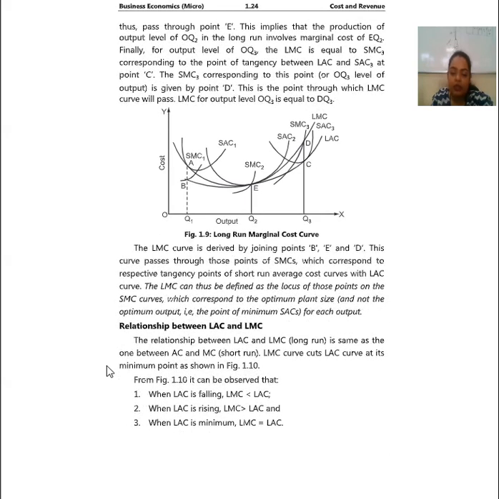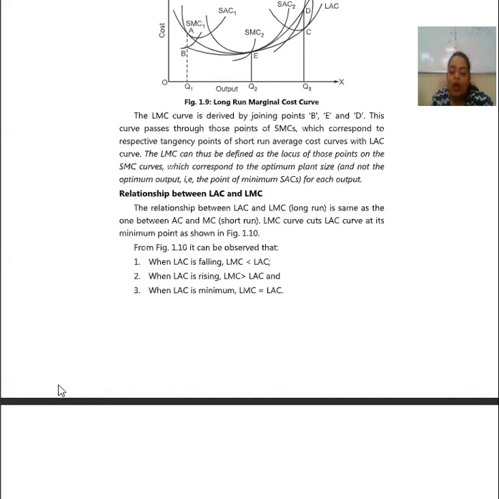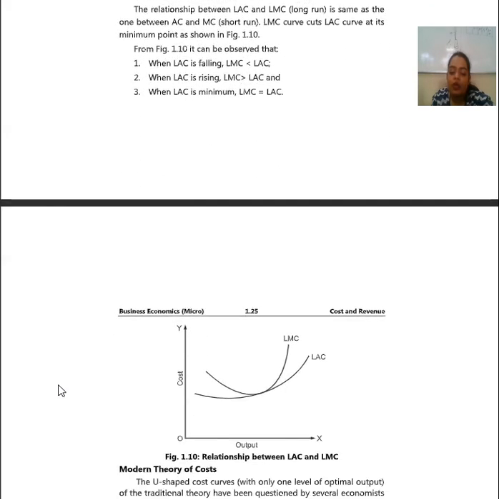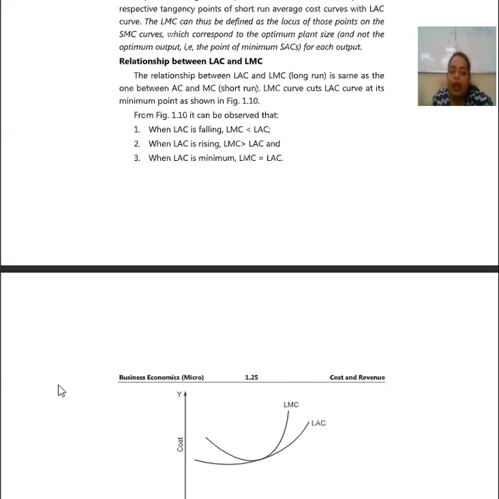This curve passes through those points of SMCs which correspond to the respective tangency points of short run average cost curve with LAC curve. The LMC can thus be defined as the locus of these points on the SMC curves, which correspond to the optimum plant size and not the optimum output, that is the point of minimum SACs for each output. Now, with this, let us study about the relationship between LAC and LMC.